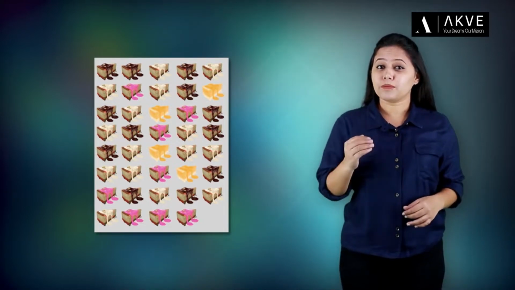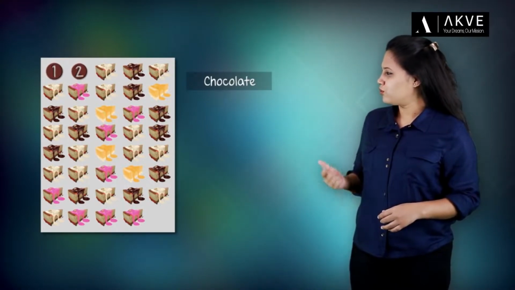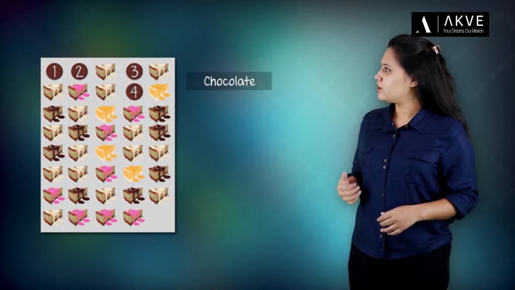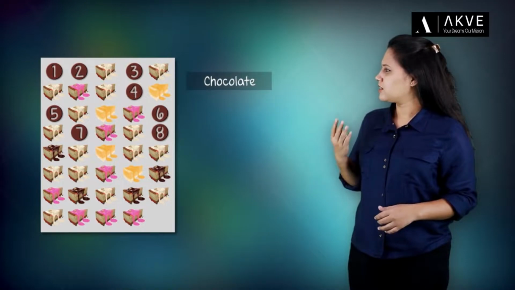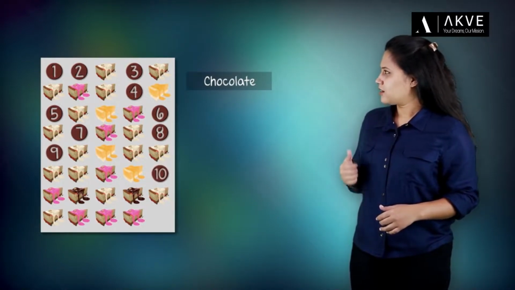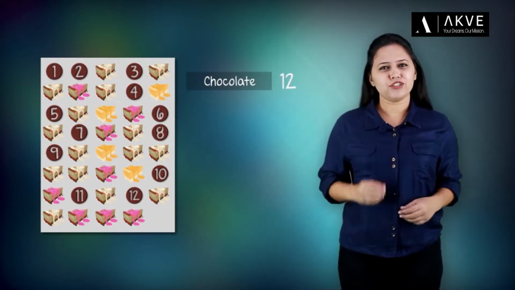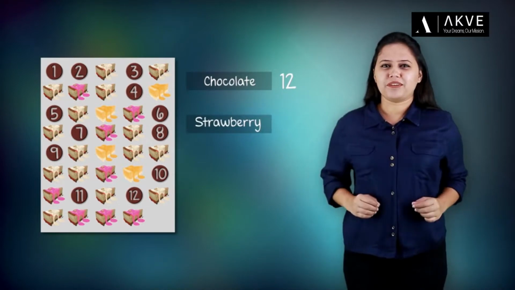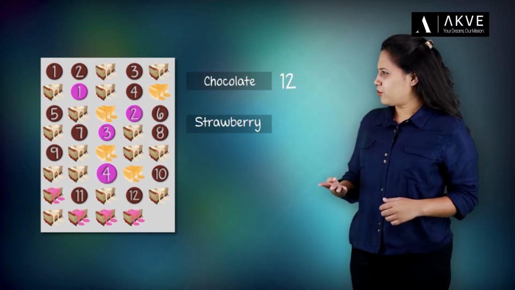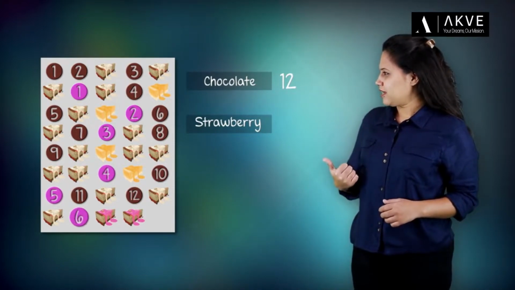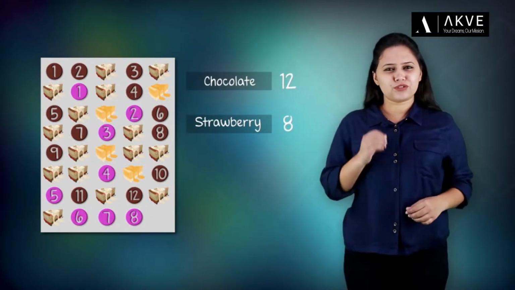First, let's count the number of people who prefer chocolate. 1, 2, 3, 4, 5, 6, 7, 8, 9, 10, 11 and 12. That's it. So 12 people prefer chocolate. Now let's count for strawberry. 1, 2, 3, 4, 5, 6, 7 and 8. So 8 people prefer strawberry.